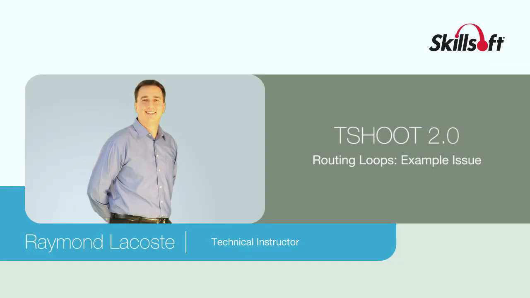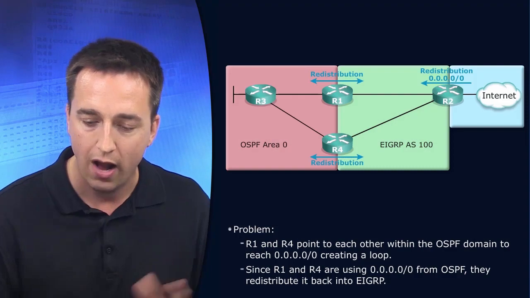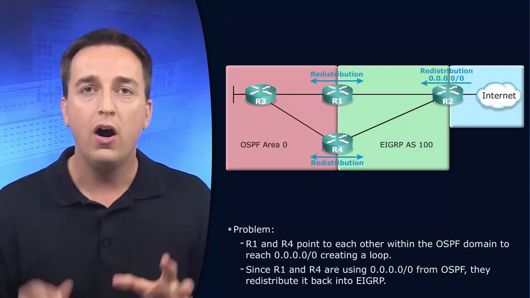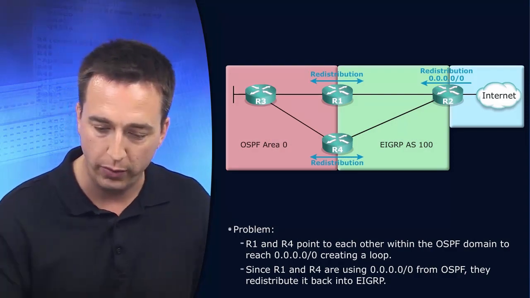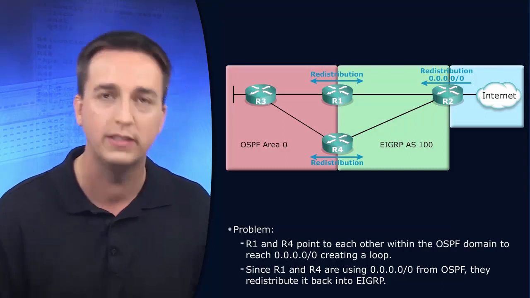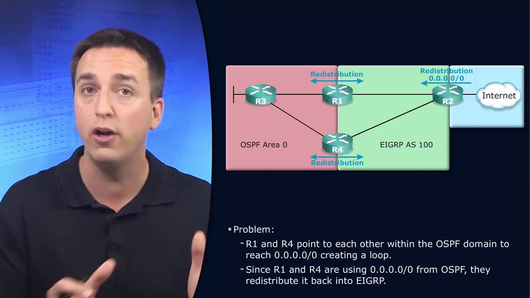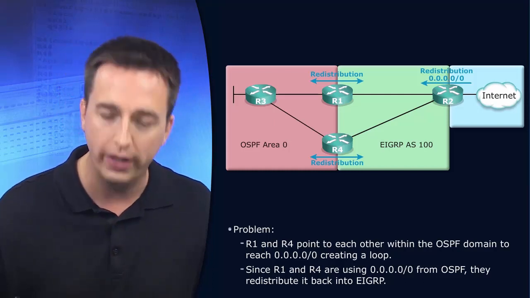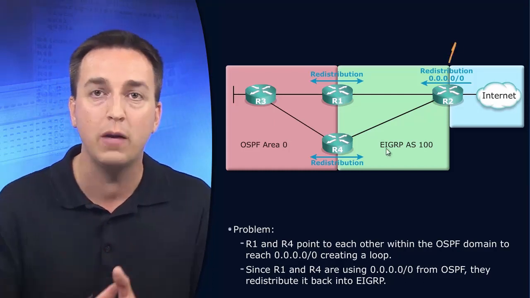Let's examine a routing loop that is caused via redistribution. Let's start off by looking here at our multiple points of redistribution. We have 1 point here, we have 2 points here, we have 3 points here. 2 of the points are between EIGRP and OSPF, and the other point is between EIGRP and the internet.